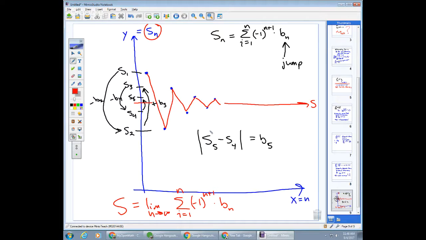So I can take this inequality a step farther. If I want to know how far S sub 5 is away from the actual S, notice to get from S4 to S5, I had to jump past S to get there. So what that means is, since you had to jump past the limiting value, that next term has to be bigger than the distance from whatever term you want to the actual sum. Which is kind of neat.